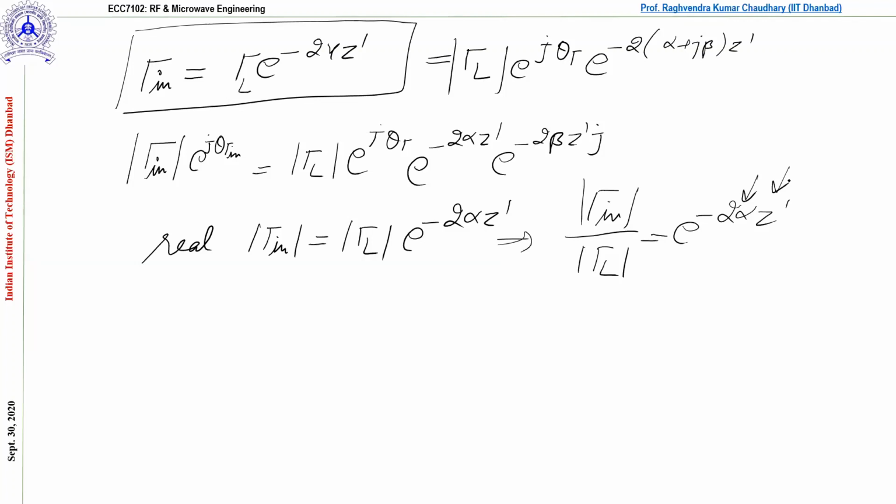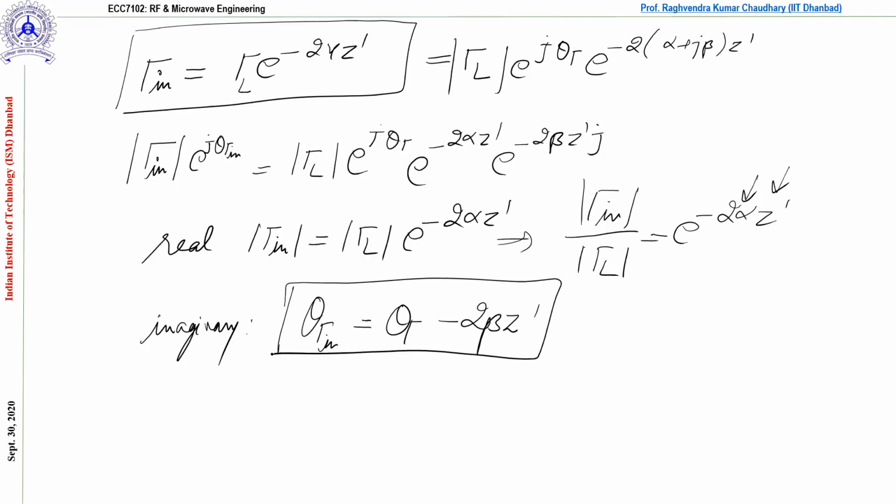And if we compare the imaginary part, we can write theta gamma in is equal to theta gamma L minus 2 beta z dash. Okay, so now we can relate the phase as well as the magnitude. Correct. Now, if you take a special case, correct.